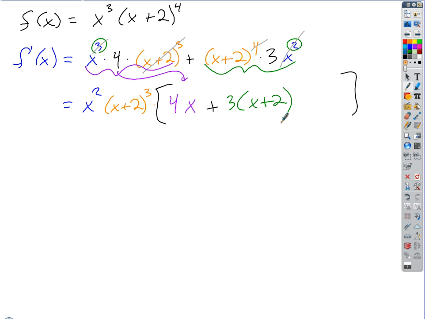So if we distribute the 3 and combine like terms, then we end up with the result: x squared times x plus 2 cubed times, what do we get, 7x plus 6? Okay, make sense? Yes. So you just set each one of those equal to 0? Right, we set each of those equal to 0, exactly.